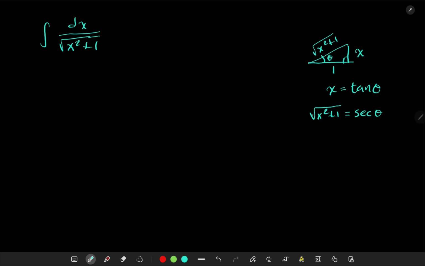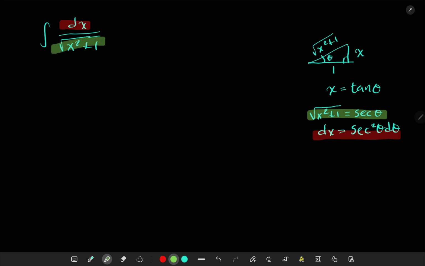Alright, so the only thing I'm missing here is my dx, which is going to be the derivative of the tangent, which is secant squared, d theta. I did that in the previous video as well. So we're going to substitute the dx with that. I'm going to substitute the square root of x squared plus 1 with that.